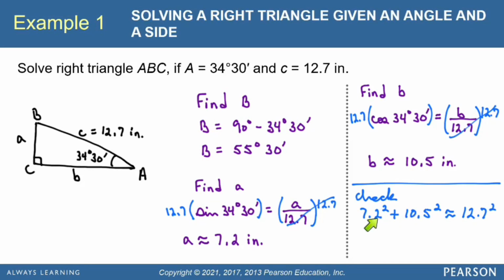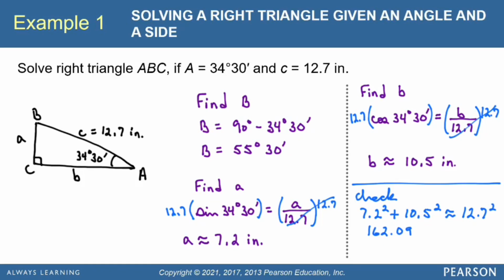These two numbers, the 7.2 and the 10.5, have been rounded off. So the two sides are not going to be exactly equal, but we just want to make sure that they're pretty close. So on our calculators, let's check what 7.2 squared plus 10.5 squared is, and I got 162.09 there.